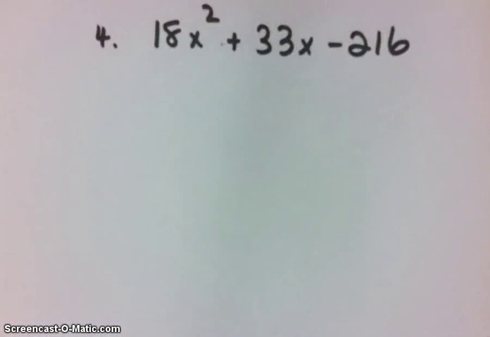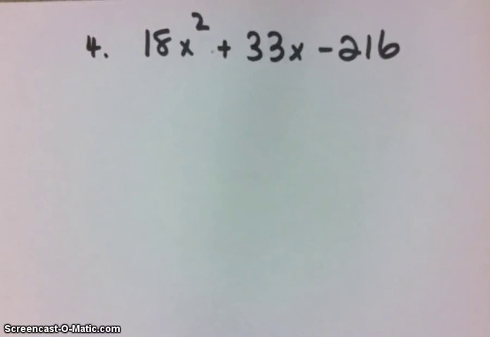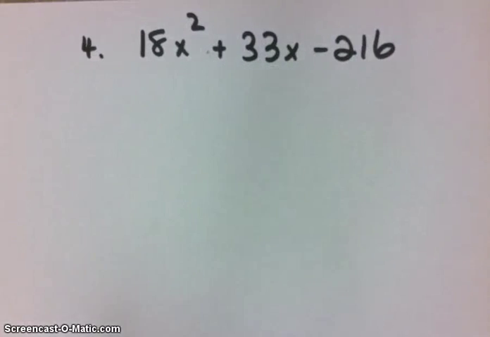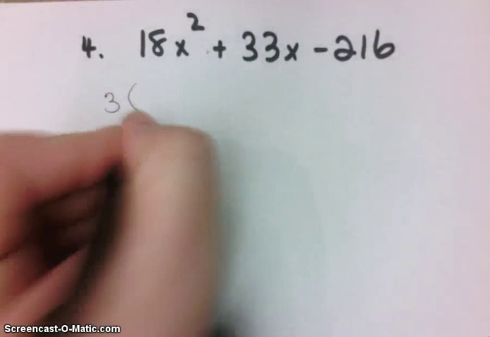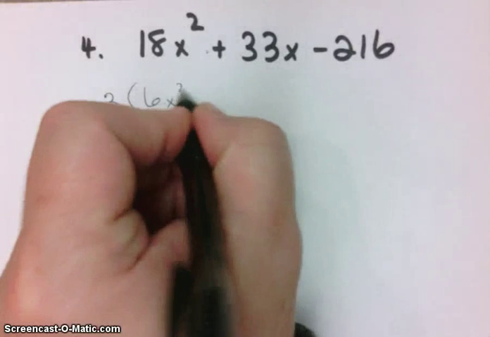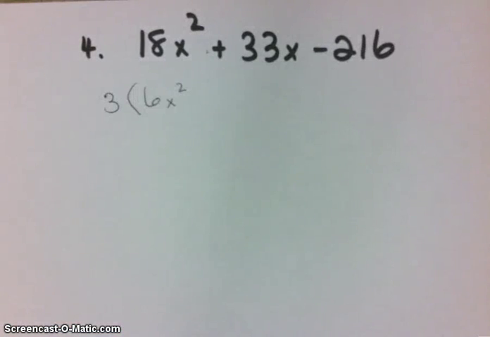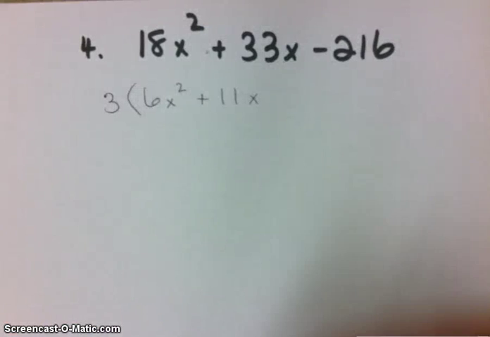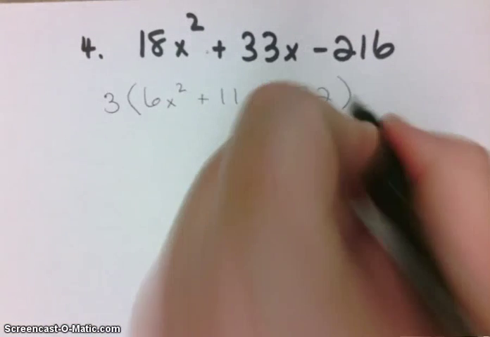Question number 4 has some pretty big numbers. And so we're definitely going to see what we can do about making these numbers a little bit smaller and taking out a common factor. However, this is stopping us from taking anything larger than a 3. So we're going to take out that 3. The common 3 there leaves us with a 6x squared. Here we've got 11x and then minus 72.